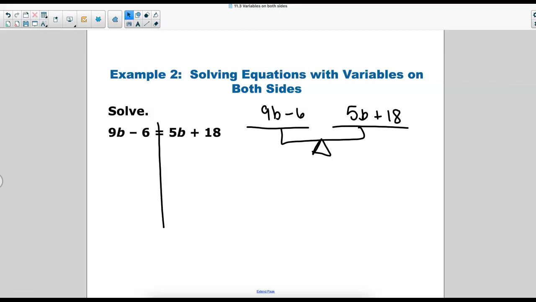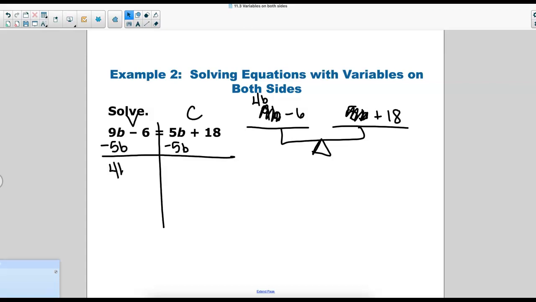Sydney, what do you think? You want to get rid of the 9b? It doesn't matter, but I have a preference. I would choose to get rid of the smaller amount in this case. I would get rid of the 5b. Does anybody know why? Right, makes it easy. We don't end up with negatives, right? If I get rid of the 5b and I have to get rid of 5b's here, what am I at? 4b. So I'm really saying I'm going to put all the variables on this side and get all the constants over here. So I'm minus 5b, minus 5b.